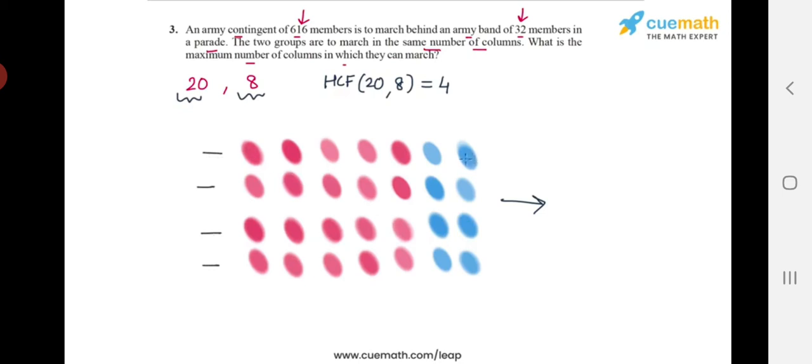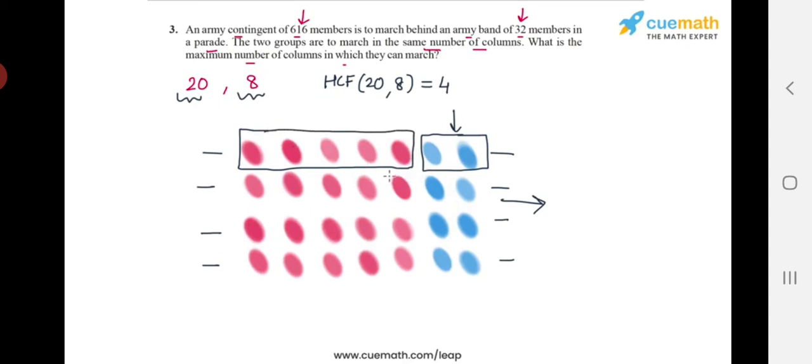So in this way, the number of columns of the band, which is 4, is the same as the number of columns of the army contingent. For the band members, there are 2 members per column, and for the army men there are 5 members per column, but the number of columns is the same for both. The number of columns is 4. And by the way, 4 is the maximum possible number of columns.